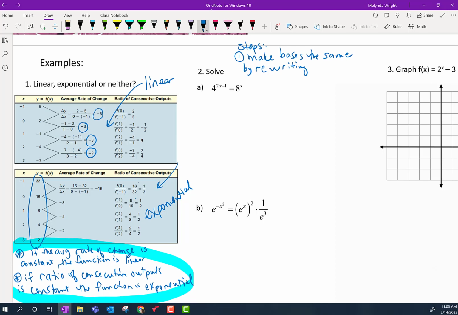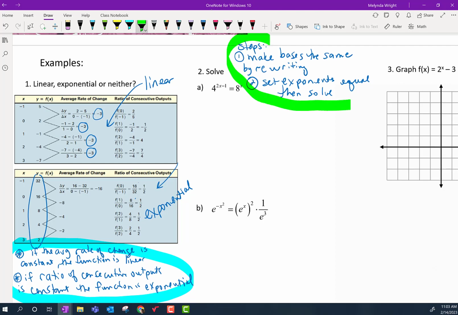And then the second thing we will do, once that's done, we set the exponents equal to each other. We set exponents equal. Then we solve. And that's our technique. Those are our steps. So we make the bases the same by rewriting each base. Then we set the exponents equal to each other and solve.